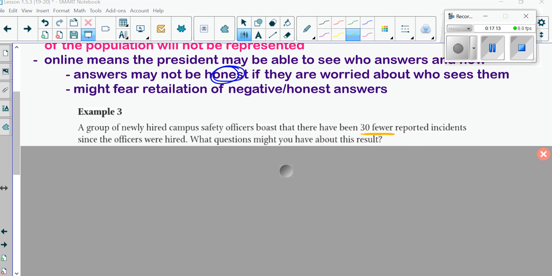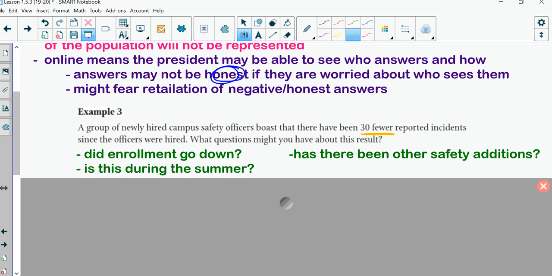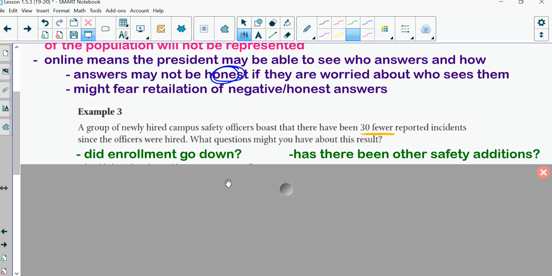Okay, it's not necessarily that it's wrong or that they shouldn't be boasting, but there's certain questions that you'd want to ask. For instance, did enrollment go down? If the campus had less enrollment, then obviously with that enrollment going down, there should be less incidences happening. Or something you could say is, is it summertime? Because if it's summertime, there's far fewer students on campus, which means there should be far less incidences happening.